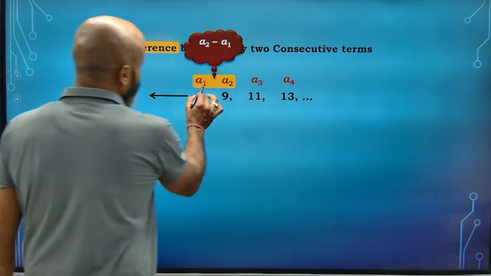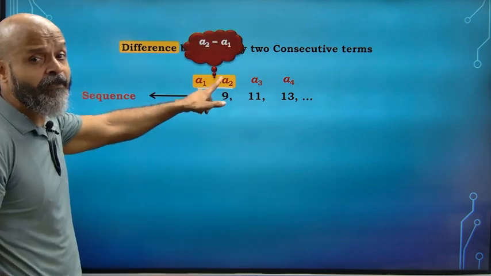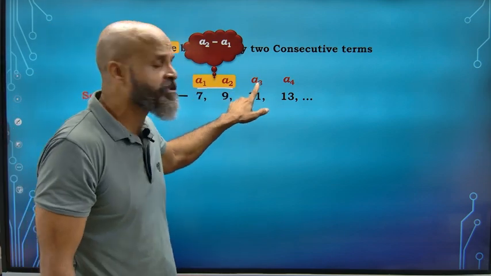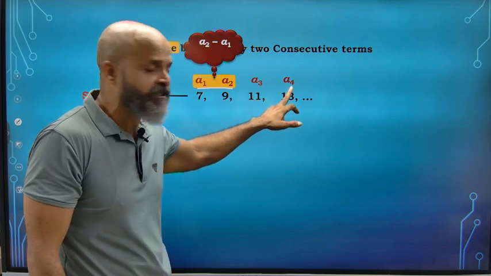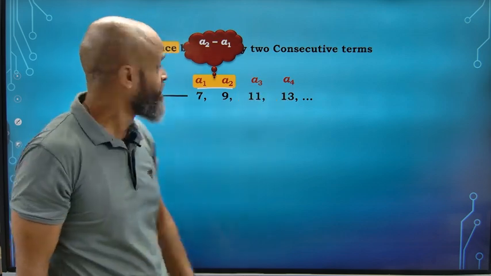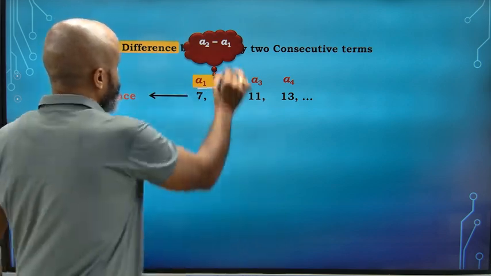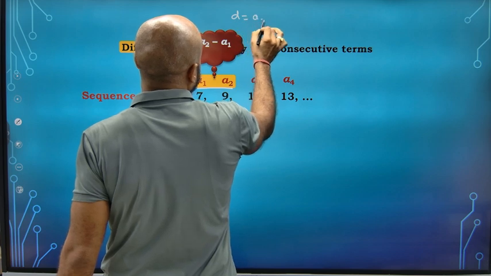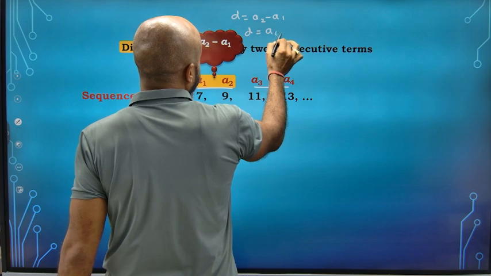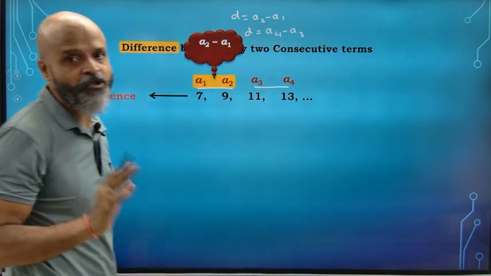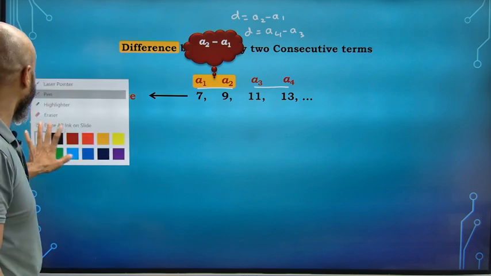So what is the difference? The difference between A2 and A1 is going to be the same difference that is going to be there between A3 and A2, and the same difference between A4 and A3. The difference between A2 and A1, let's say D, is equal to A2 minus A1. The difference between A4 and A3 is A4 minus A3, and so on and so forth.